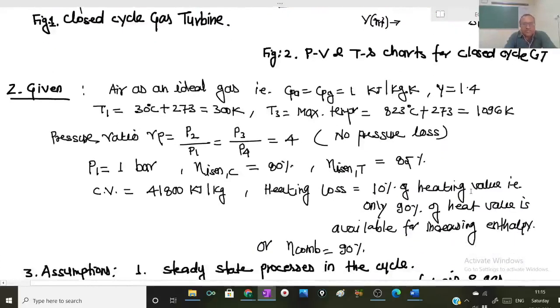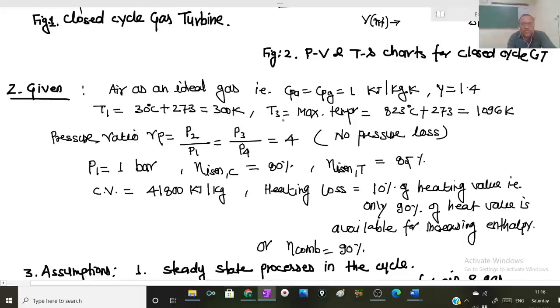After that, enlist all the given things, whatever information is available, you write. For example, in this problem, it is given air as a simple gas, and specific heat of air and gas is given as 1 kilojoule per kg per Kelvin. Adiabatic index gamma is 1.4. Inlet temperature to the compressor is given 30 degrees Celsius. Convert it into Kelvin.